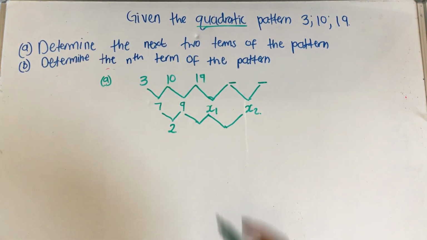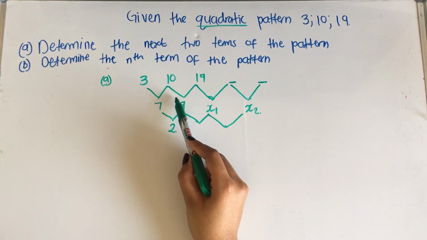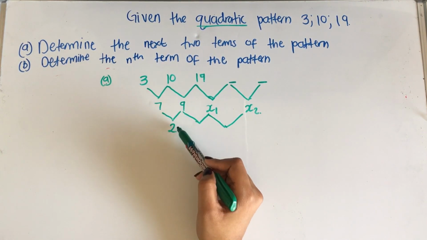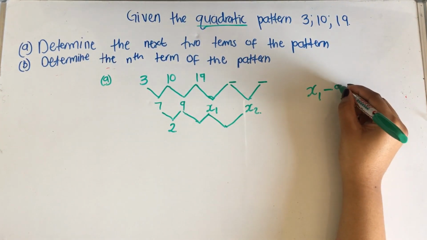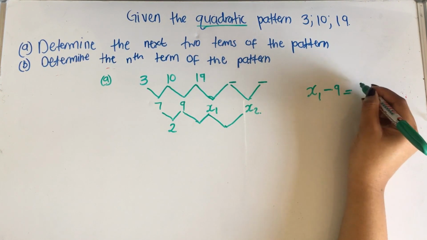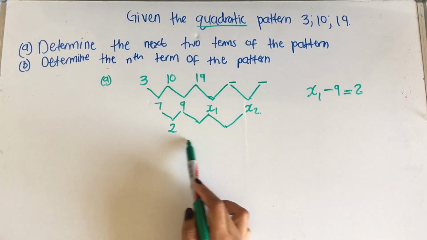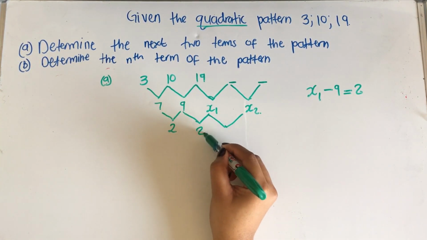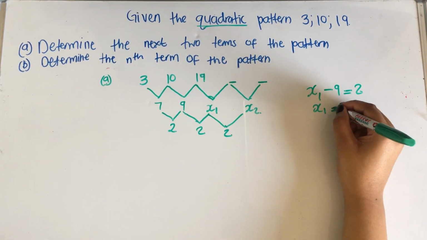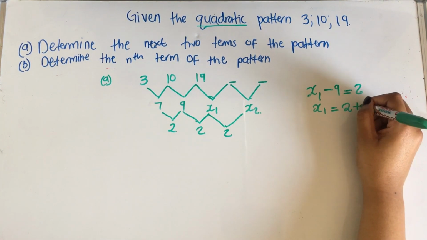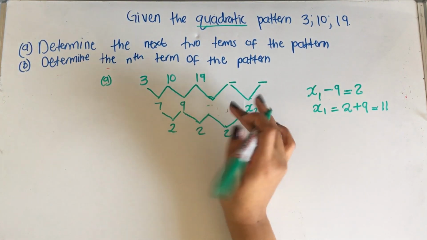Okay. So now we know that 9 minus 7, we got 2, right? So therefore it means x1 minus 9 is equal to 2. Because this is a quadratic pattern and we know that this difference should be constant. So we know that it should be 2 here, right? So therefore x1 is equal to 2 plus 9, which is 11. Therefore my x1 is 11.